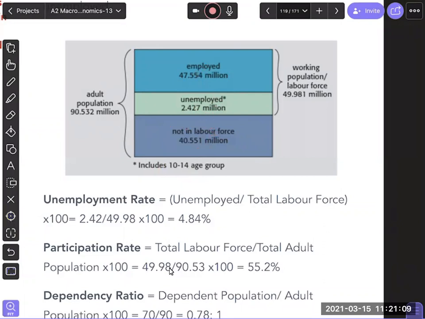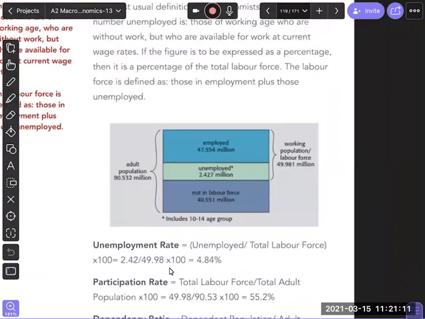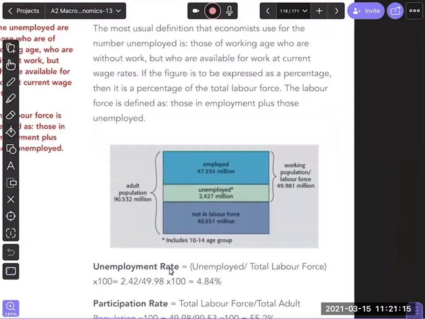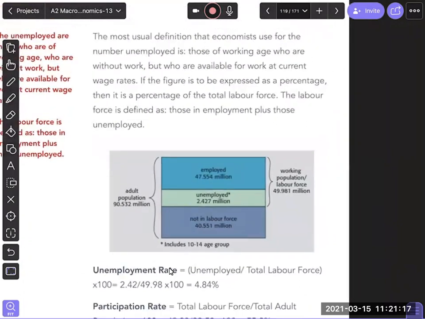Now, not in labor force are people who are not willing to work, but are adult population. So for us, the first thing we need to understand is that if you are called unemployed, you are willing and able to work and unable to find work. That's an important thing to understand.